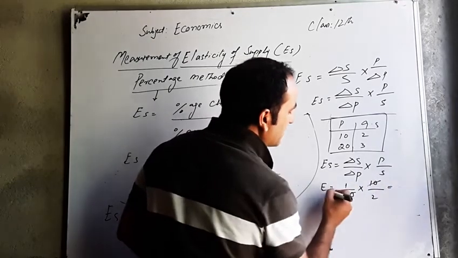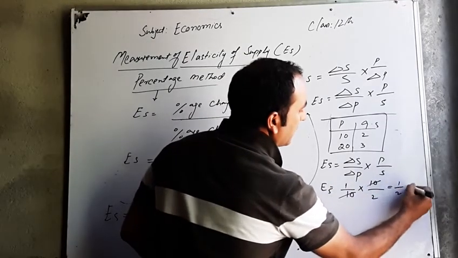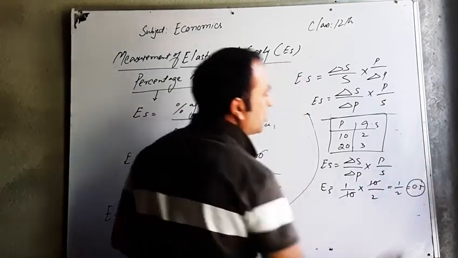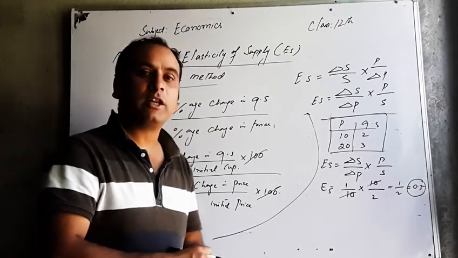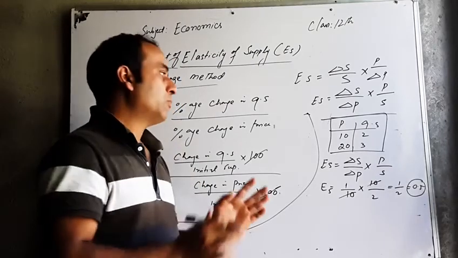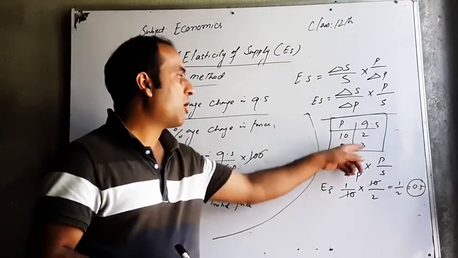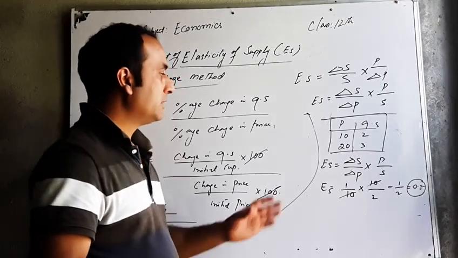So elasticity of supply here is equal to 1 by 2, that is 0.5. So 0.5 is the elasticity of supply here. We can say this is relatively inelastic supply. More change in price leads to small change in quantity supply, which is relatively inelastic supply.